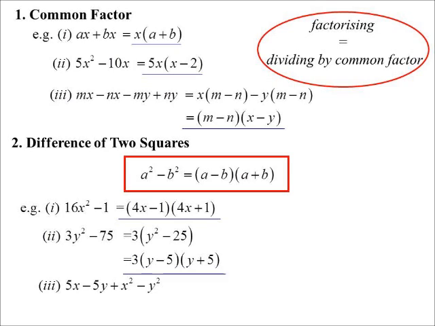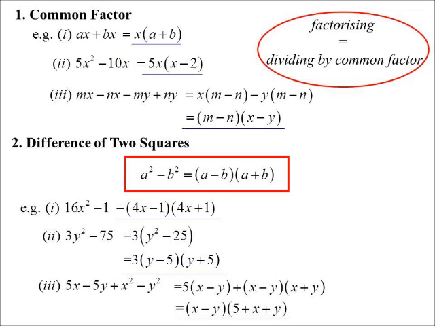4 terms, grouping in pairs question. Alright, I'll look at the first 2. 5 outside x minus y. Second 2, difference of 2 squares. Look, I've now got 2 terms. They've both got x minus y in them. That now becomes the common factor.